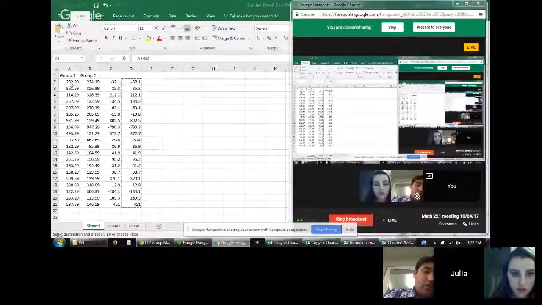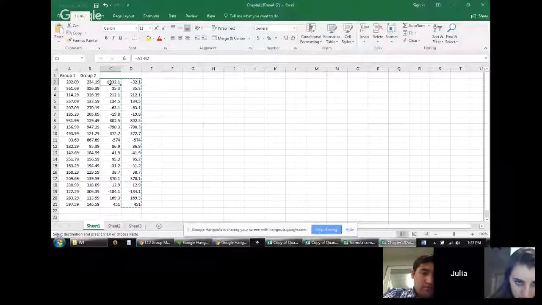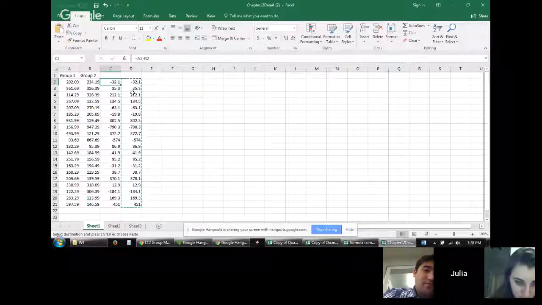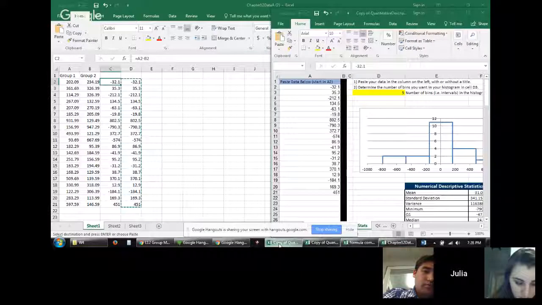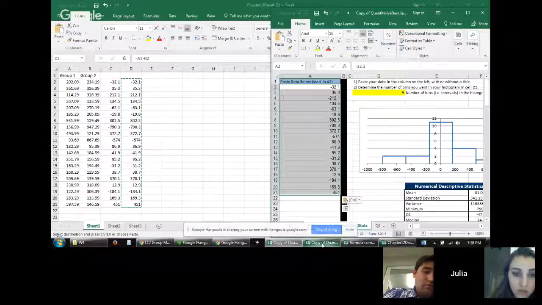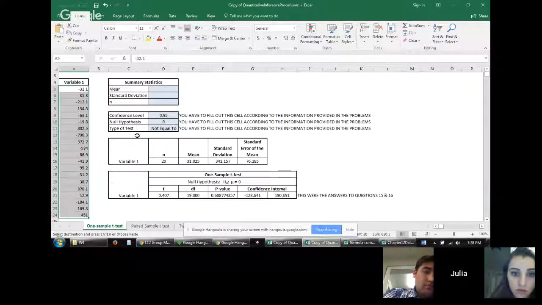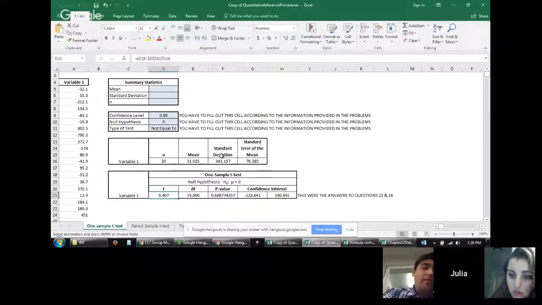So this is group 1, and this is group 2. I just make the formula A2 minus B2, copy all the way, and then copy it again, but just as numbers, like general, so it doesn't copy the formula. So I can copy it into the other Excel sheet, like this one. Do you see this one now? That's where I got the mean, the t-value, and the standard deviation.